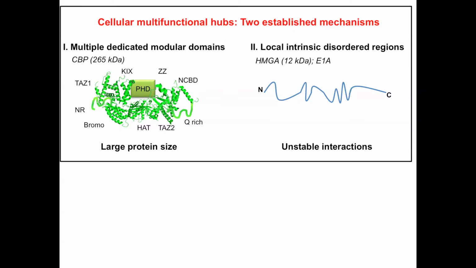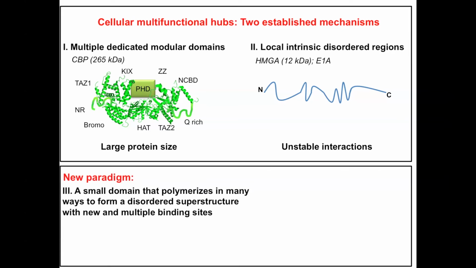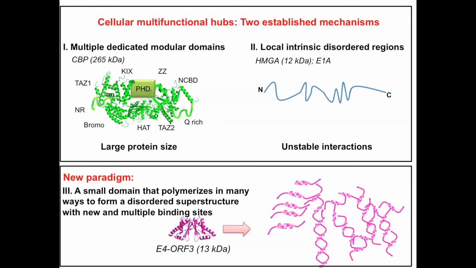To date, our understanding of multifunctional protein interaction hubs is derived from cellular proteins. And there are two main mechanisms. So what ORF3 does is flout both of these conventions, and it uses a novel paradigm. It uses a small ordered protein structure that assembles in many different ways to create a disordered three-dimensional structure that can capture many different tumor suppressors.